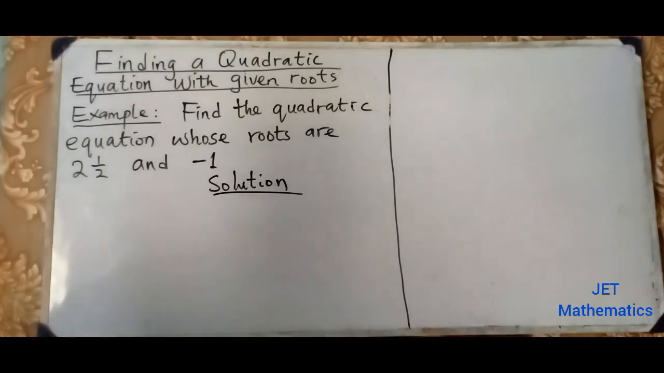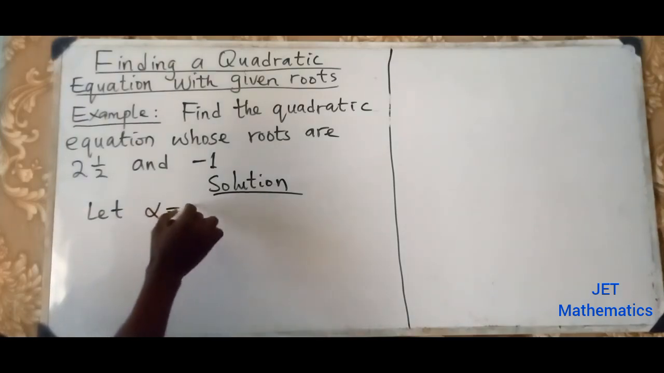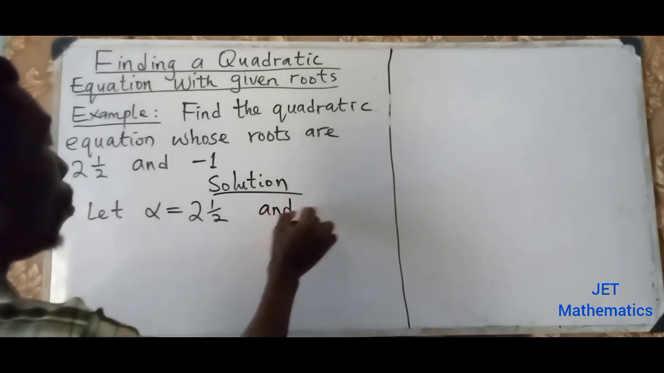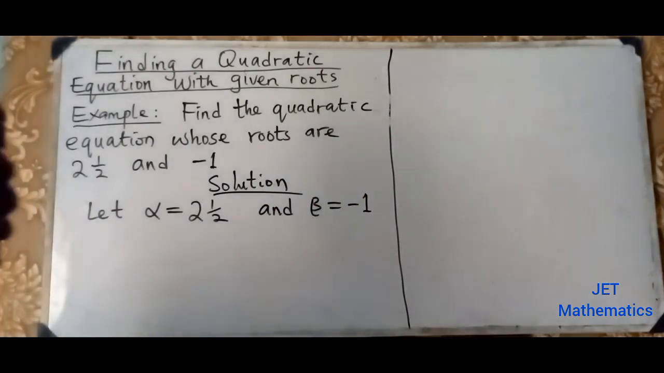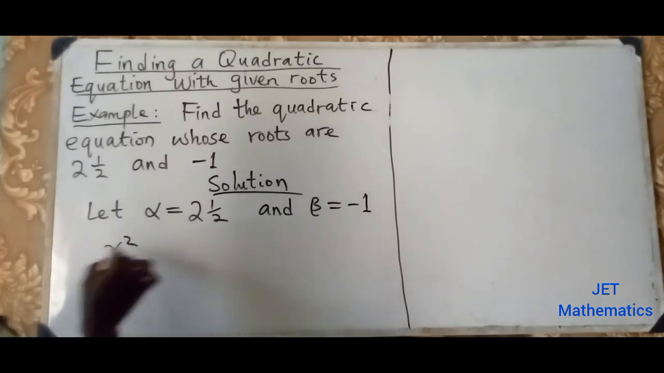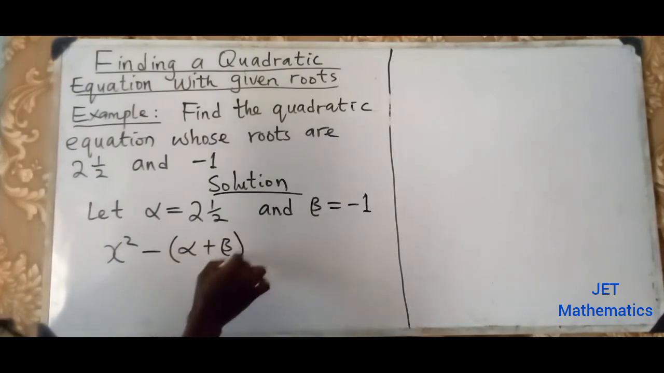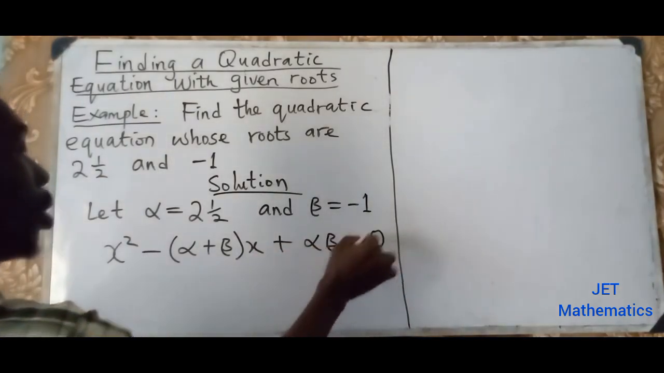First, we are going to say let alpha be equal to 2 and 1/2 and beta be equal to minus 1. Now remember, in our last video we established a formula, and I will just record the formula here for sum and product of roots. It says x squared minus (alpha plus beta) x plus alpha beta is equal to 0.